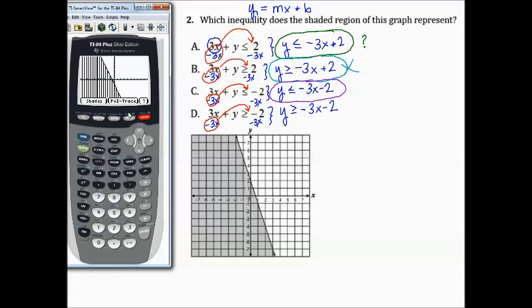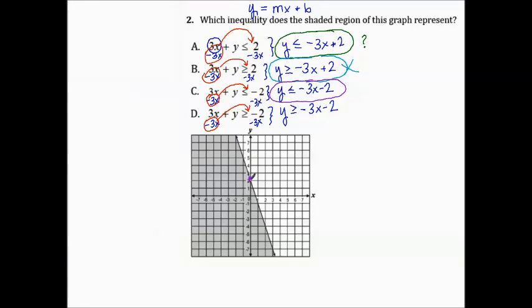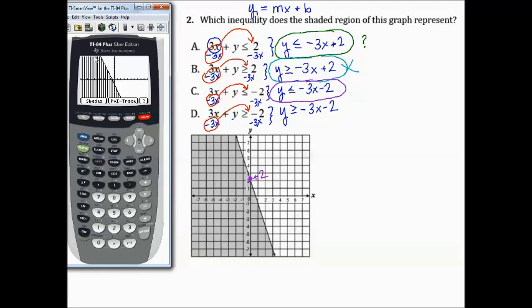Now you might think this looks very similar, but check where the graph crosses the y-axis. It crosses down here in the negatives. Your graph here is crossing right here in positive 2. Your inequality here crosses down here in negative 2.